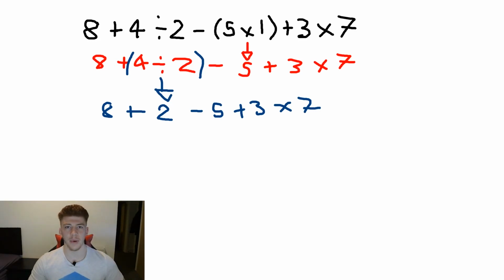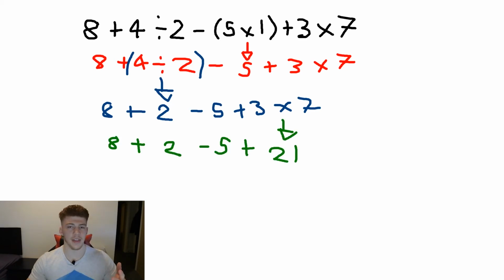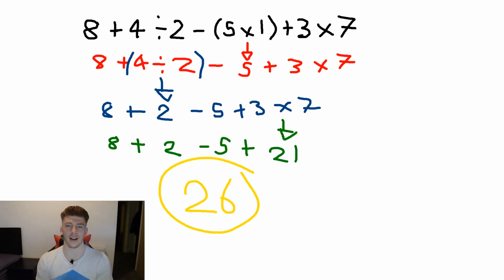So next on the list of BIDMAS, it's multiplication, of course. We've got 3 multiplied by 7, which we're going to bring this down, and it's going to give us 21. And then you're going to be left simply with some addition and subtraction, and hopefully you can all do this. 8 plus 2 is 10, minus 5 is going to give you 5, plus 21 is 26. So hopefully you guys at home have all got 26 as your final answer.